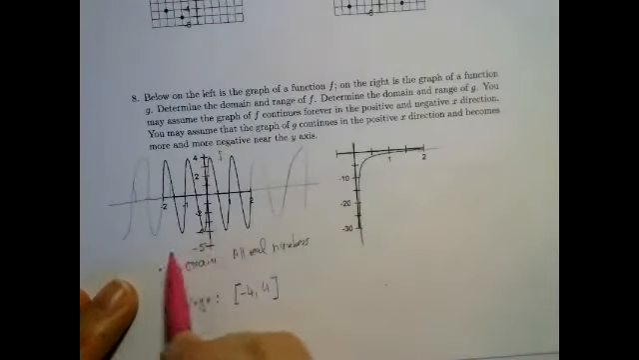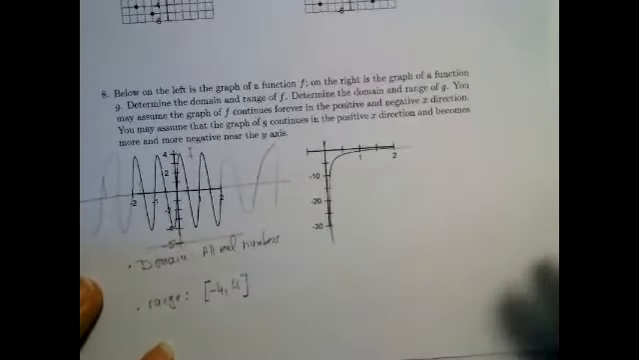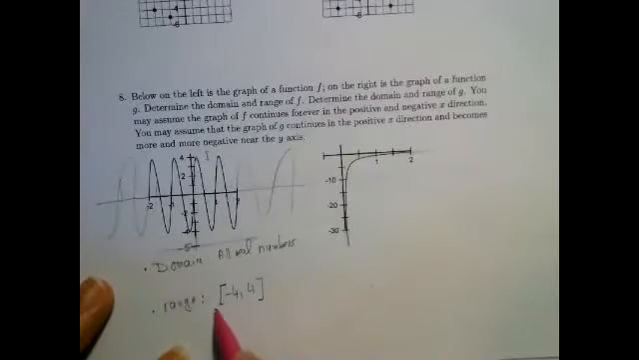-5 is not, because there is nothing that will give me -5. No input will give me -5. Okay, so it's -4 all the way to 4. All of that, everything here.